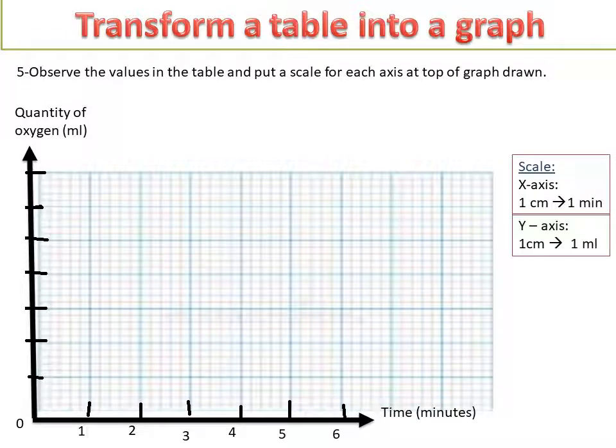And the scale of the y-axis is each 1 centimeter is 1 milliliter. So we will start also from the origin, which is the 0. Then we will measure 1 centimeter, which is 1 milliliter. Then we will continue the numbers to reach 7 milliliter, which is the maximum quantity of oxygen according to the table. No need to write the units next to the numbers because it is written between the brackets.